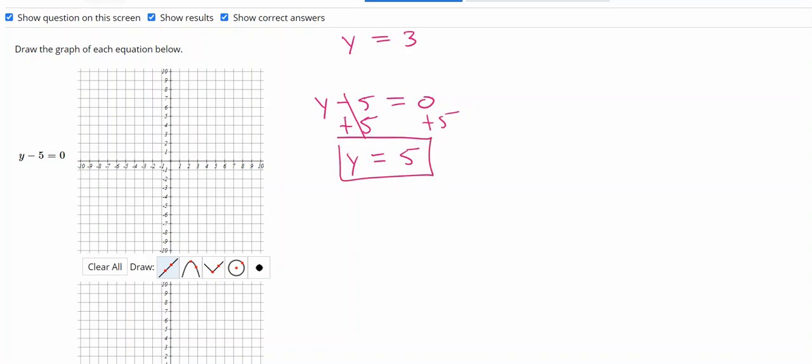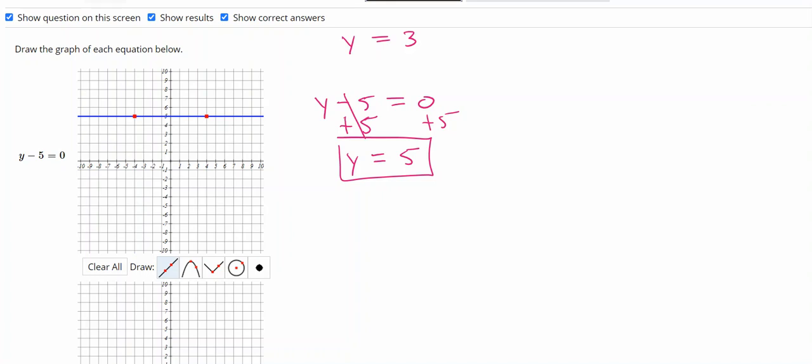Okay, so now this one I can graph, right? So this one, we would be making a horizontal line, because it's y is equal to 5. So anywhere along this horizontal line when y is 5, so like there and there, let's say, that should be good.